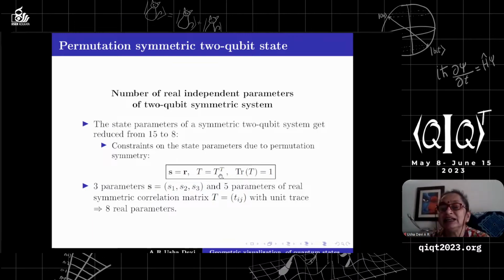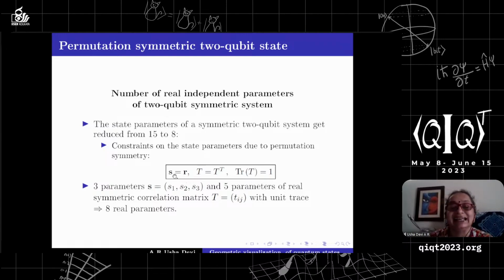In a general 2-qubit system, T is not symmetric, it's only real, but T is equal to T transpose in a permutation symmetric state. In addition, I have a condition that trace T is equal to 1. What is the origin of that? That comes from 2 spin halves adding to give you a spin 1. There I have a J squared is equal to J into J plus 1 condition, which is hidden in T11 plus T22 plus T33 is equal to 1, which can be worked out.